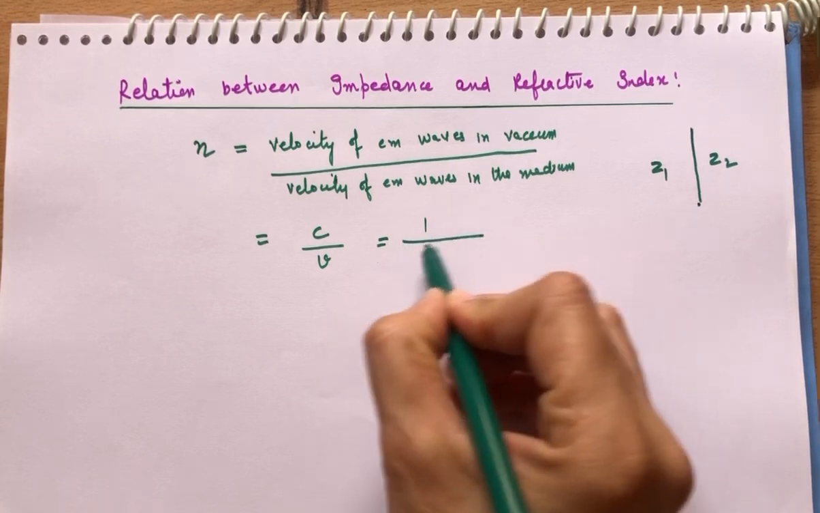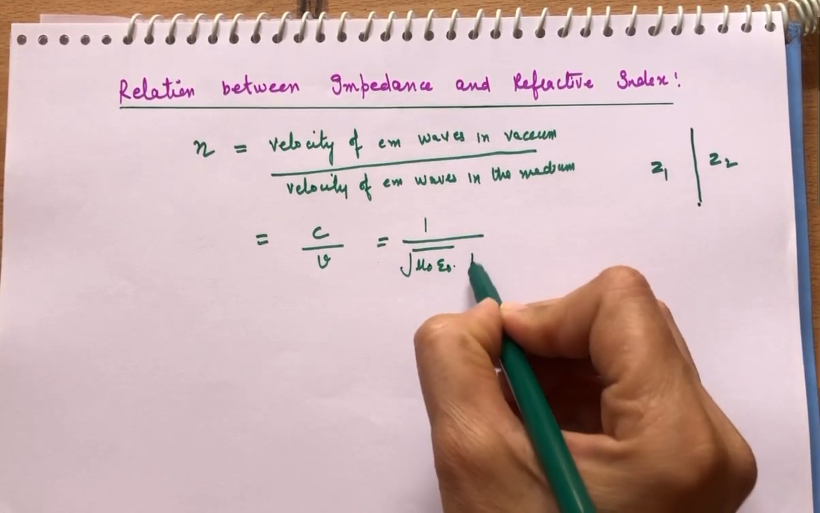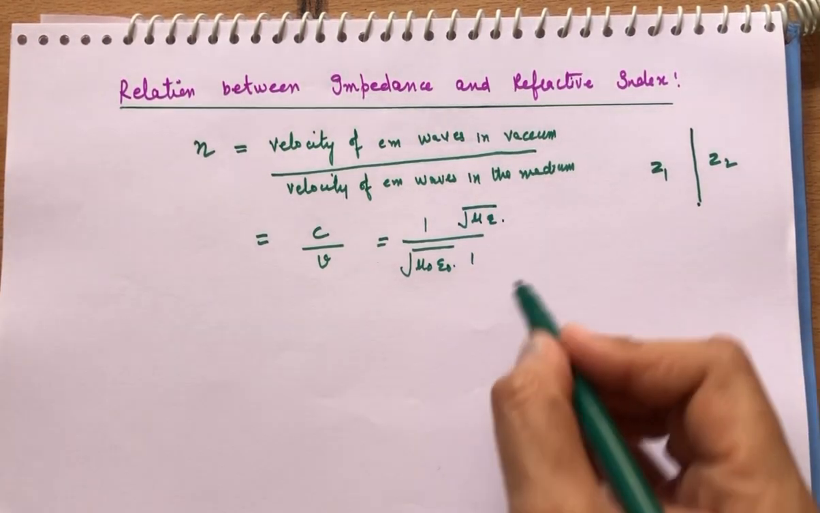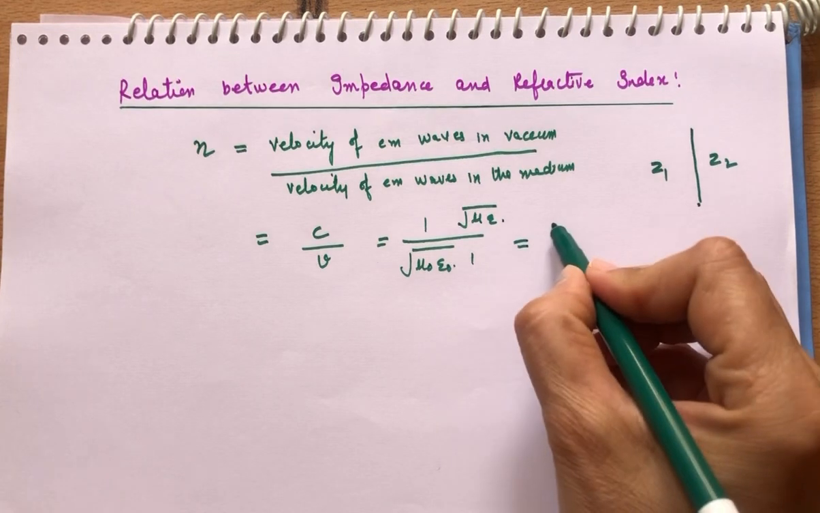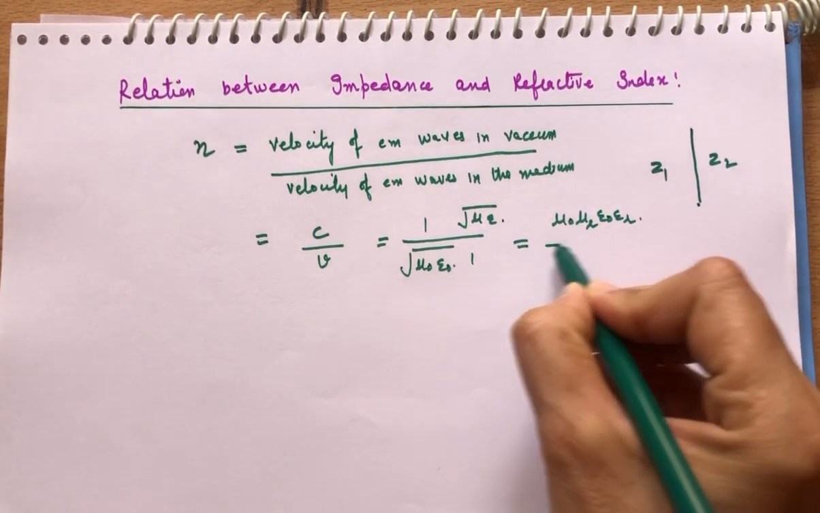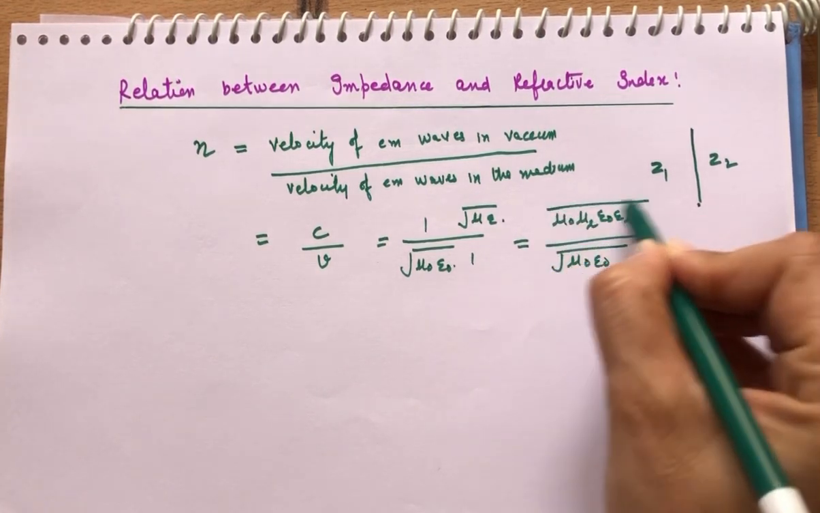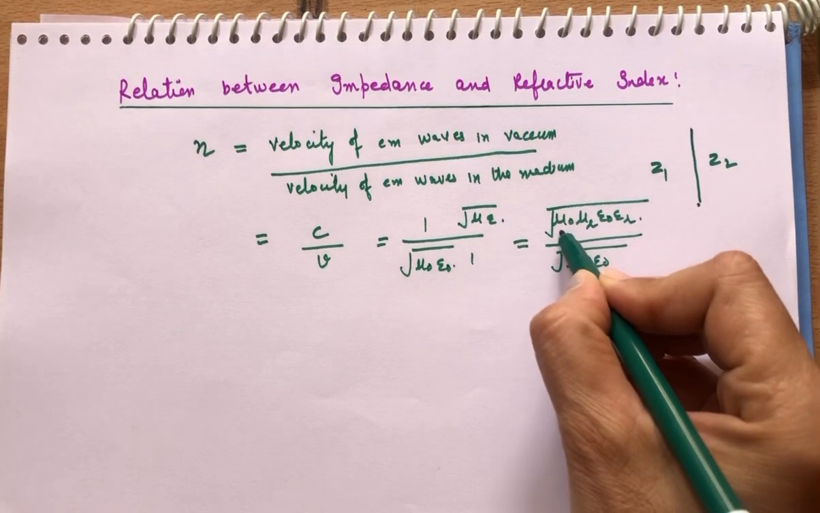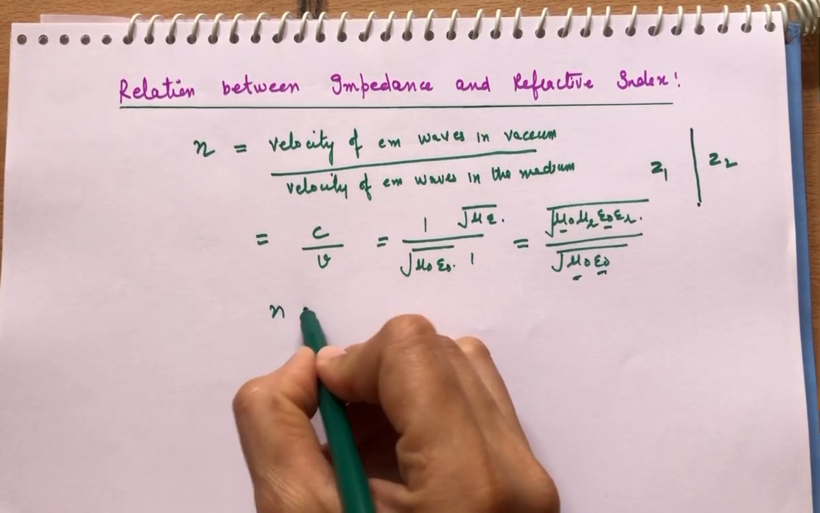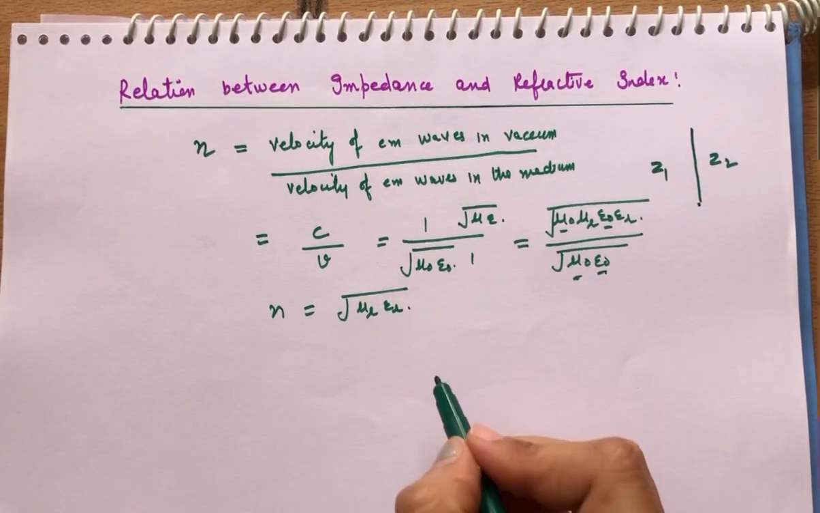The velocity in vacuum is 1 over under root of mu naught epsilon naught, and in a medium that is 1 over under root of mu epsilon. When you put the value of mu equal to mu naught mu r and epsilon equal to epsilon naught epsilon r, then mu naught epsilon naught cancels, and we have n equal to under root of mu r epsilon r.